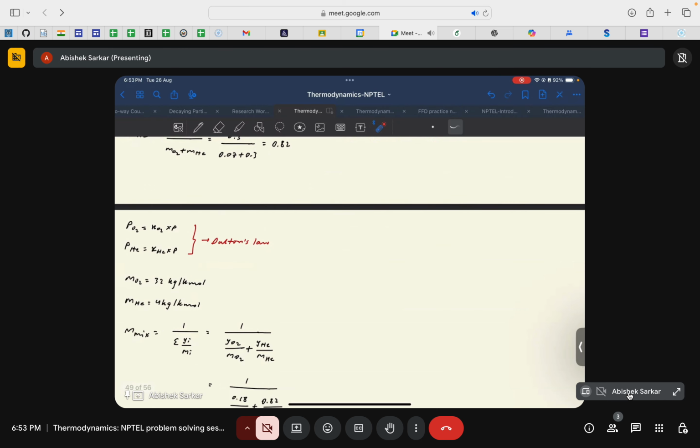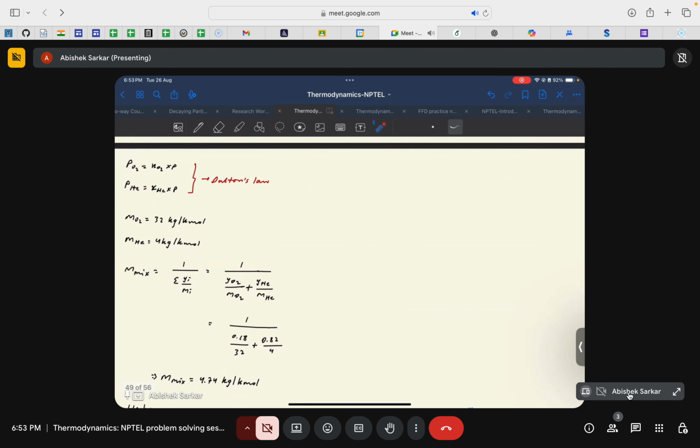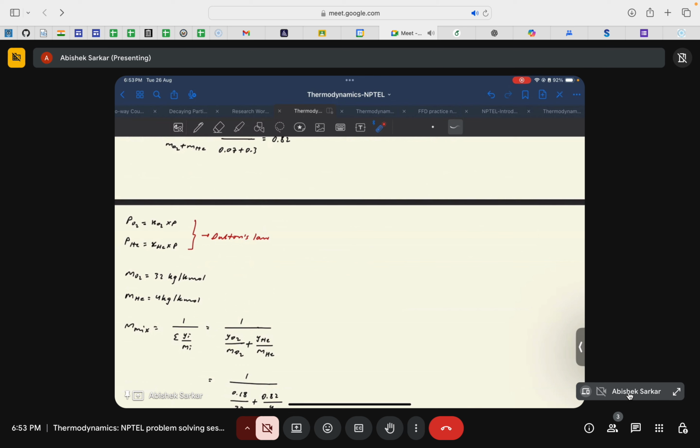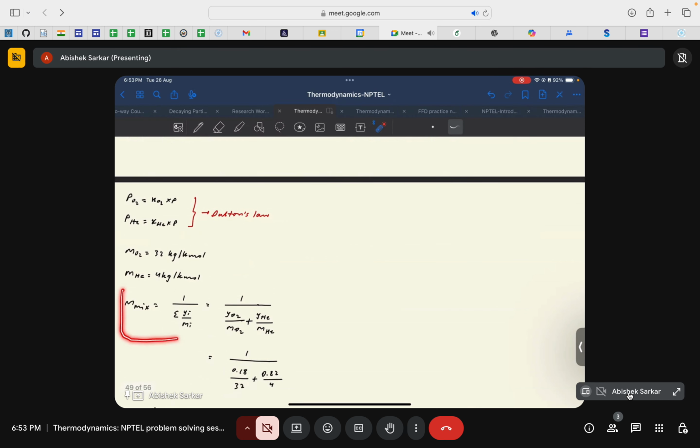So the goal is to find PO2 and PHE, that is equal to XO2 times the total pressure of the mixture, and XHE multiplied by the total pressure of the mixture, that is given by Dalton's law. Now we know that the molecular weight of oxygen is 32 kg per kilomole and the molecular weight of helium is 4 kg per kilomole. Then from this relation, I already boxed it and also gave how to derive it. So you can kindly go through the notes, and also in the lectures Professor Anand has discussed it, so you can refer to any one of them.